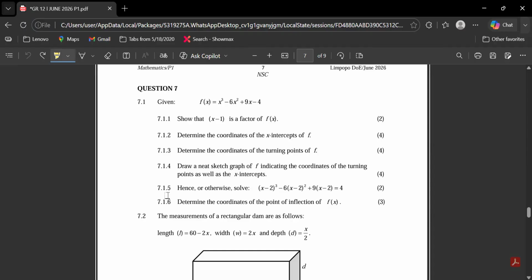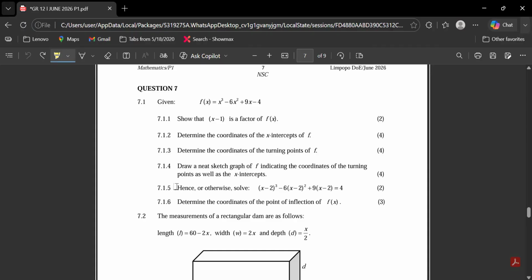Itu, what is our question for today? So today we are doing 7.1.5. It says, hence or otherwise solve for (x minus 2) cubed minus 6(x minus 2) squared plus 9(x minus 2) is equal to 4. How many marks is this question? This question is for 2 marks.